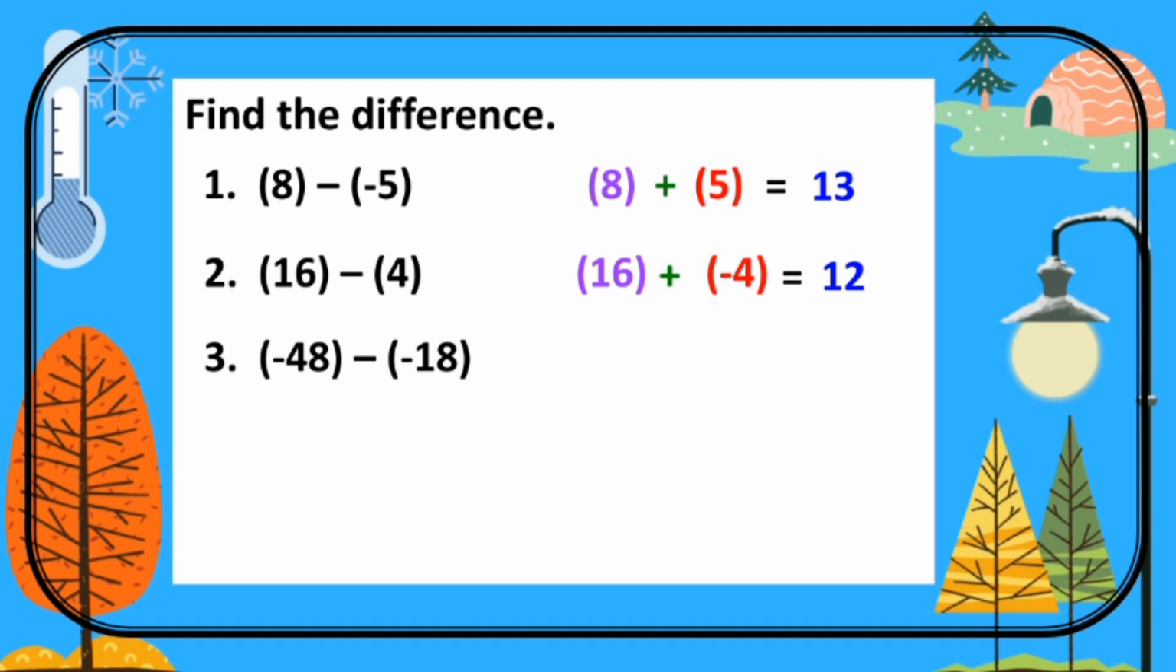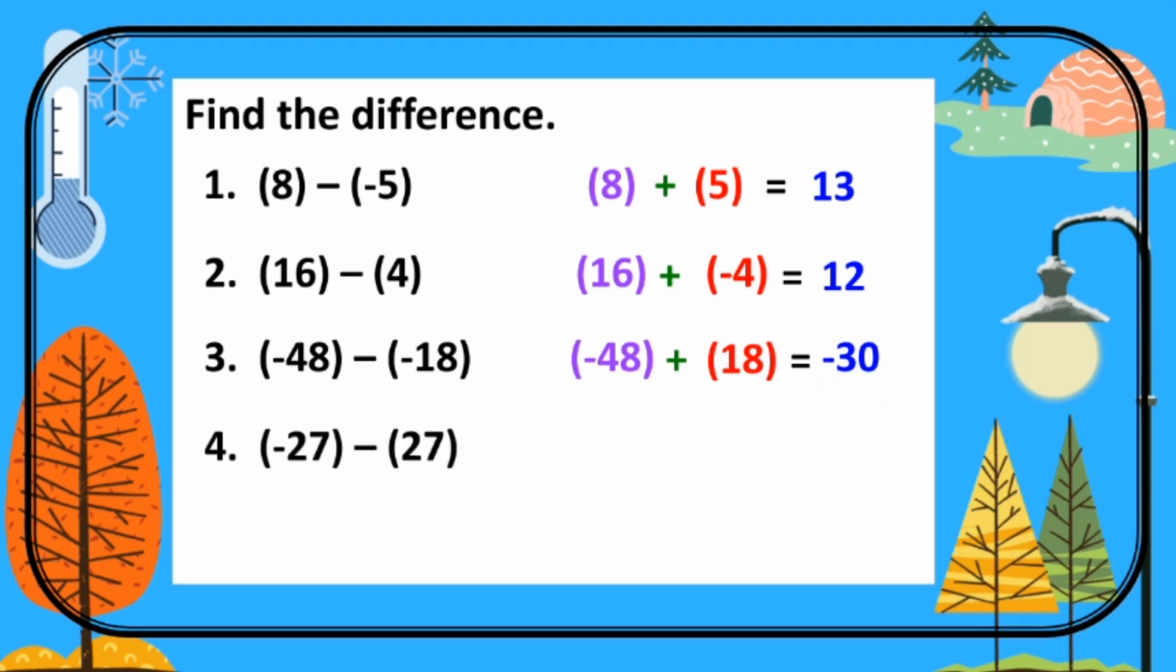Number 3. Negative 48 minus negative 18. Keep. Copy negative 48. Change. Change minus sign to plus sign. Change. Change negative 18 to positive 18. Now, i-compare natin. Different sign, subtract. So, negative 48 minus 18, the answer is negative 30. Negative dahil mas mataas ang 48 kaysa sa 18 at ang sign niya ay negative.